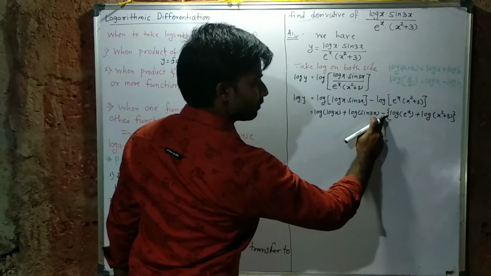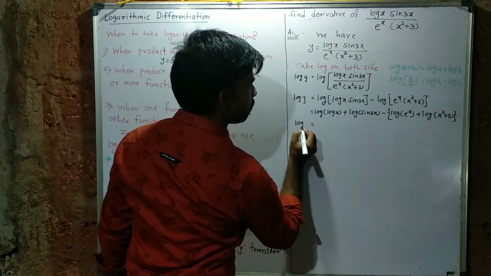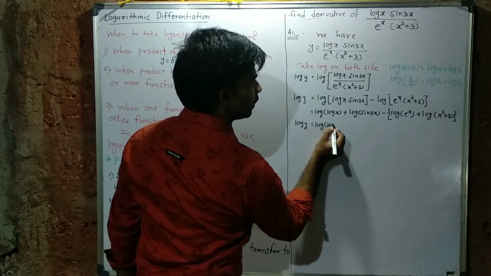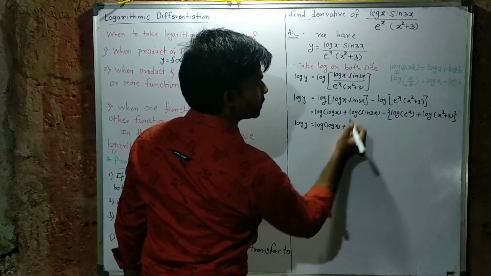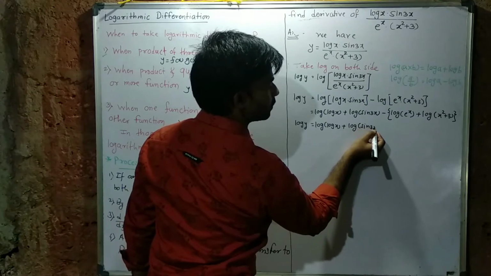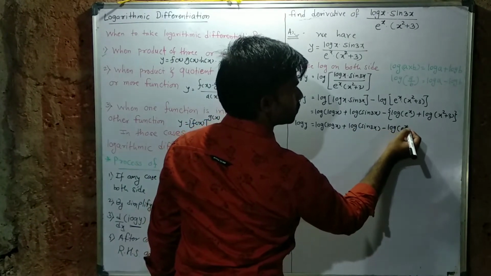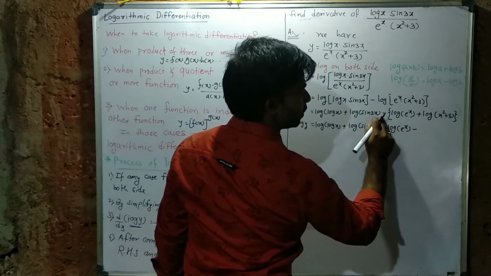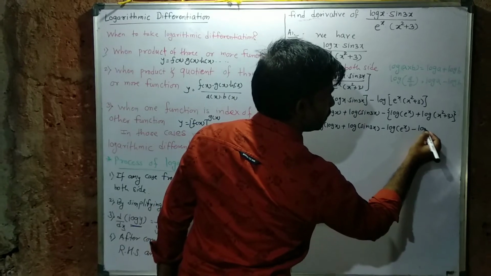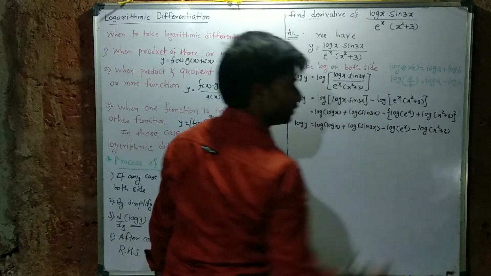When we take the minus sign inside the bracket, we will get log y equals log of log x plus log of sine 3x minus log of e raised to x minus, because minus into plus means minus, log of x square plus 3.